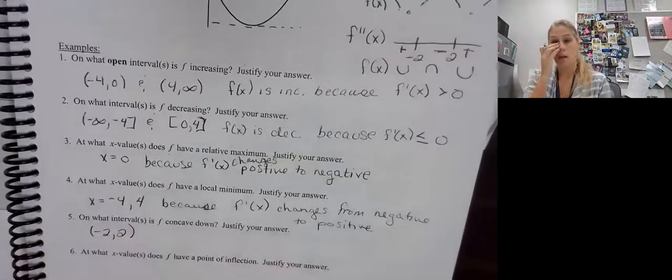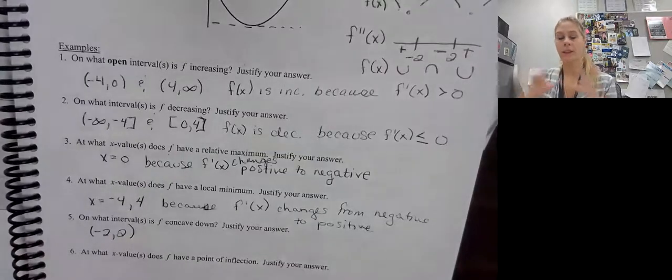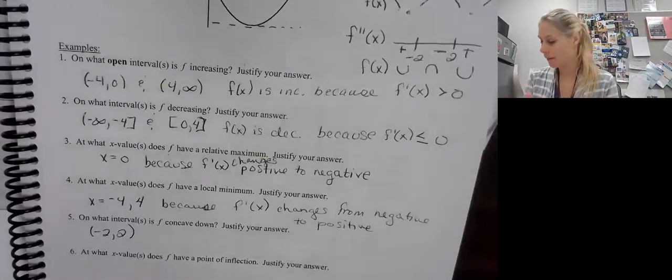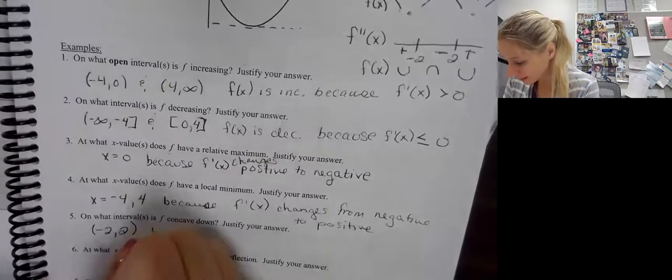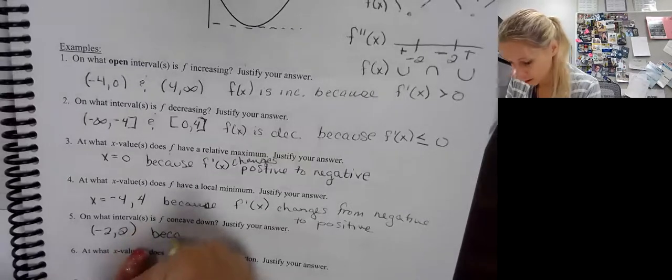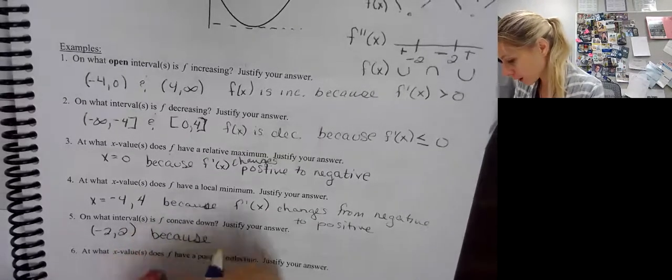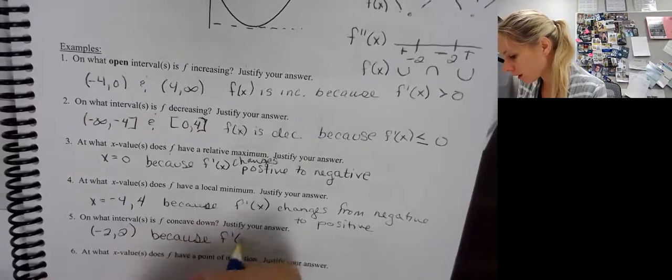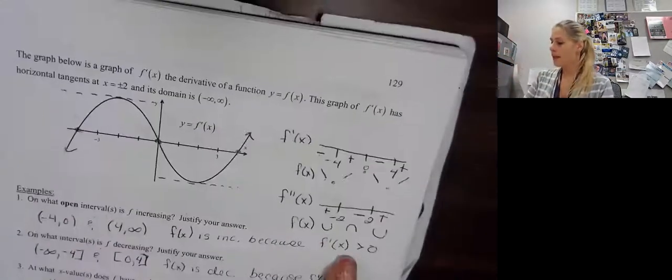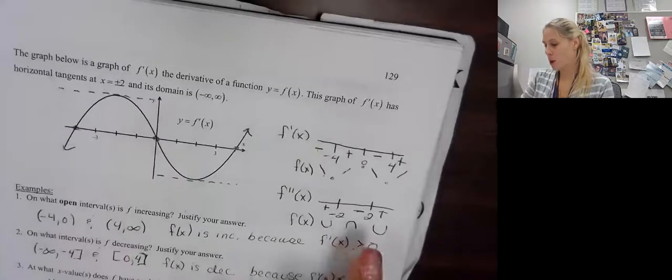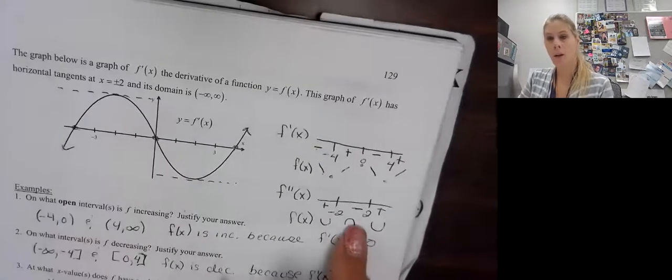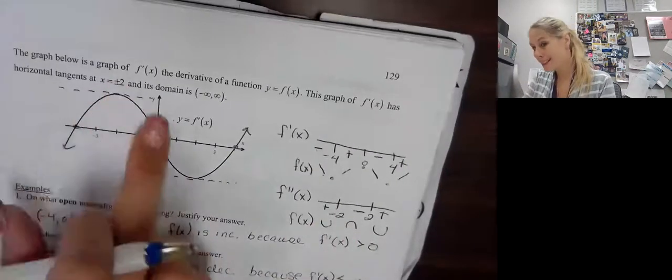Okay. Now, here's a better explanation of justification. When you justify, you have to use what's given to you. What's given to us is f prime. Okay. So when we say because, we have to talk about f prime. So how did we know that f of x was concave down? Well, it's because our f prime of x was decreasing.